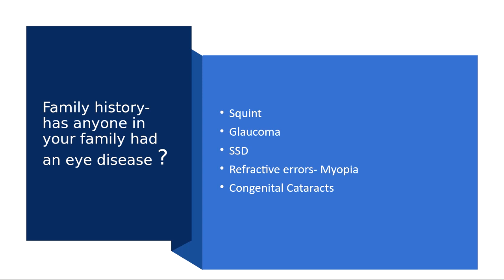Okay, and you also have to elicit a history of, is there a squint? Quite often with squints there's a familial history. Glaucoma, as I mentioned before, very important in our setting. Sickle cell disease, very important. Is there a history of refractive errors? Quite often I see children who are nearsighted, and if you ask their parents, the parents are also nearsighted. So there tends to be a familial component to certain refractive errors, in particular myopia and astigmatism.